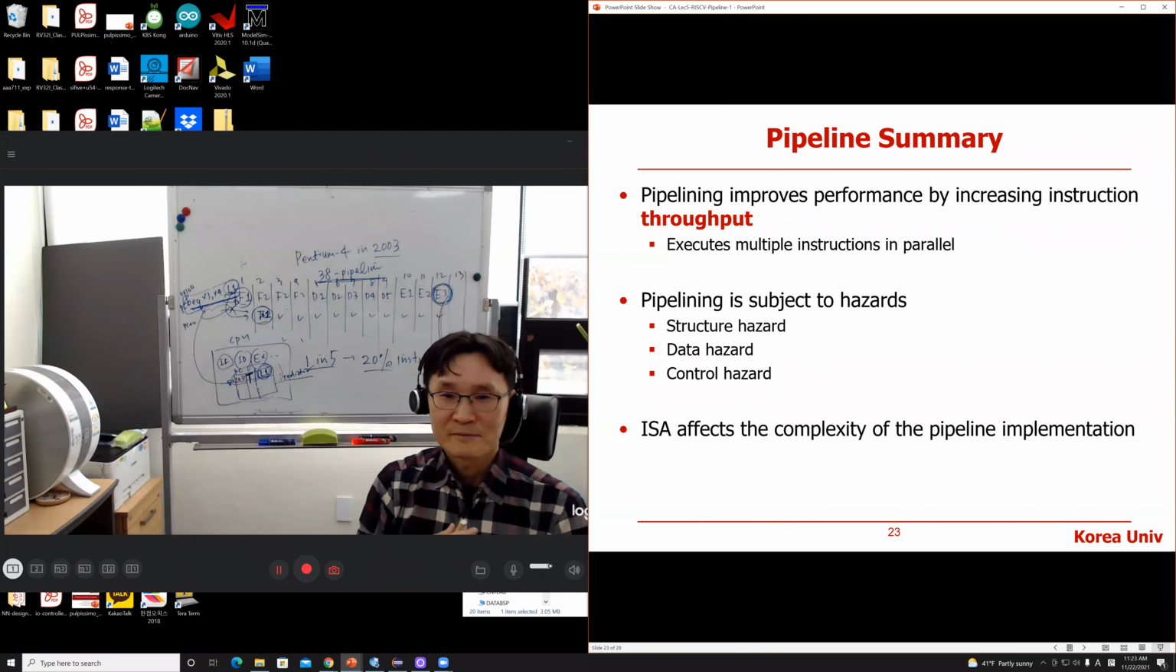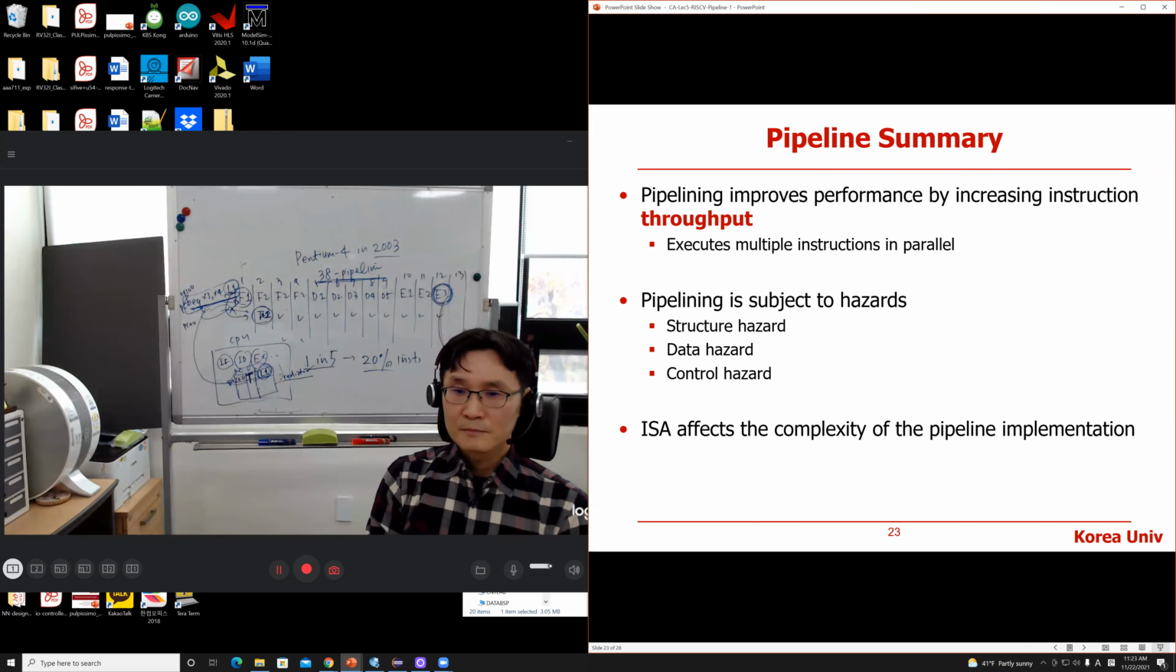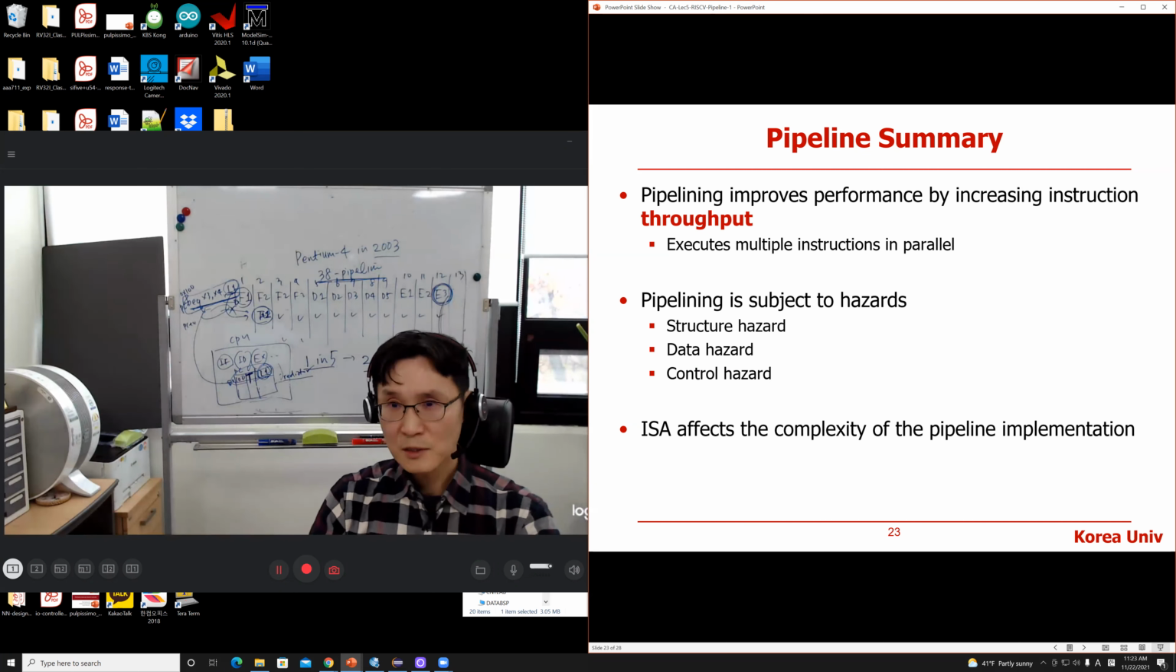Pipeline summary. Pipelining improves performance by increasing instruction throughput, executing multiple instructions in parallel. Pipelining is subject to hazards: structure hazard, data hazard, control hazard. ISA affects the complexity of the pipeline implementation. Okay, so that is the summary page of this PowerPoint.